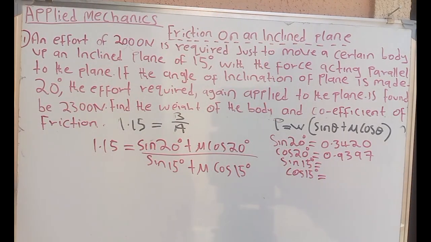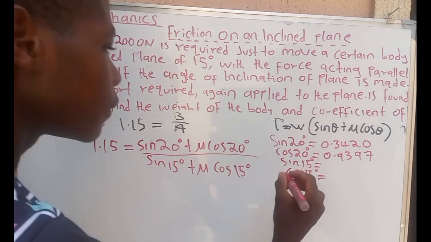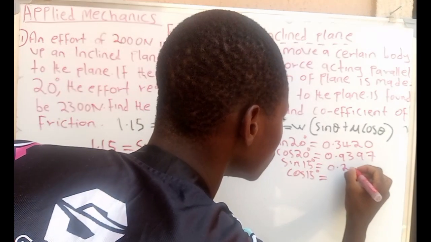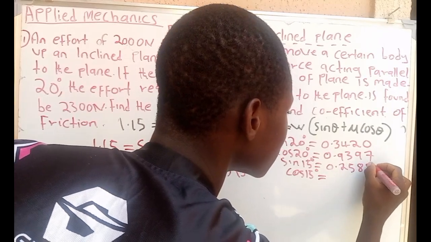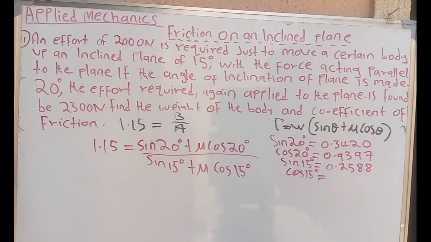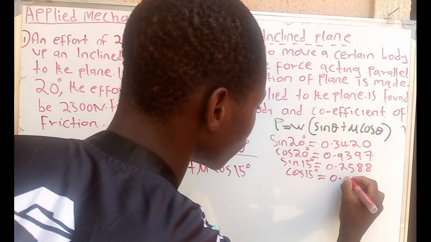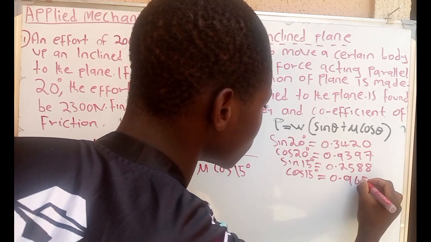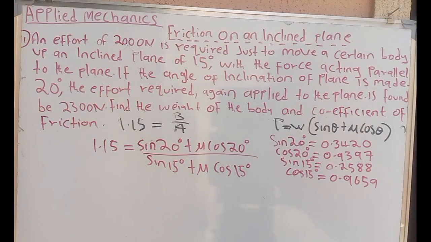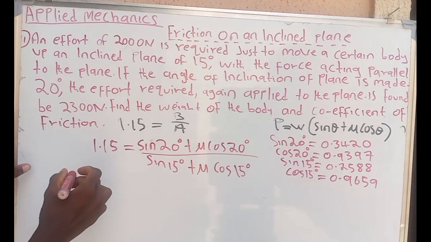0.9397. So let's see the value of sine 15. Sine 15 is 0.2588. So what is the value of cos 15? Cos 15 is 0.9659. So that's the value of it. So let's insert it.